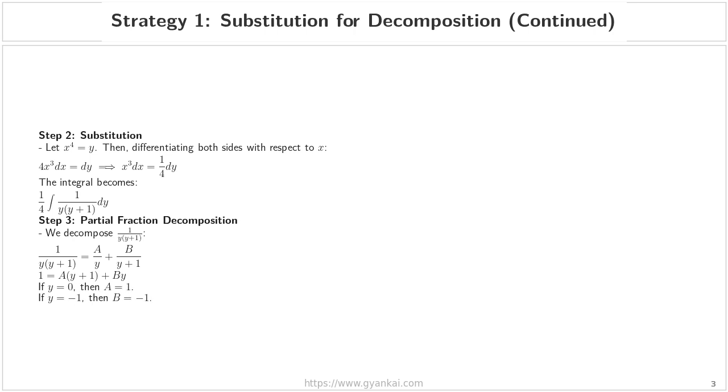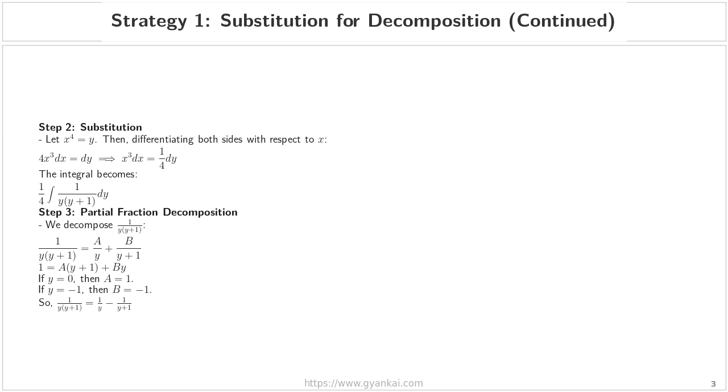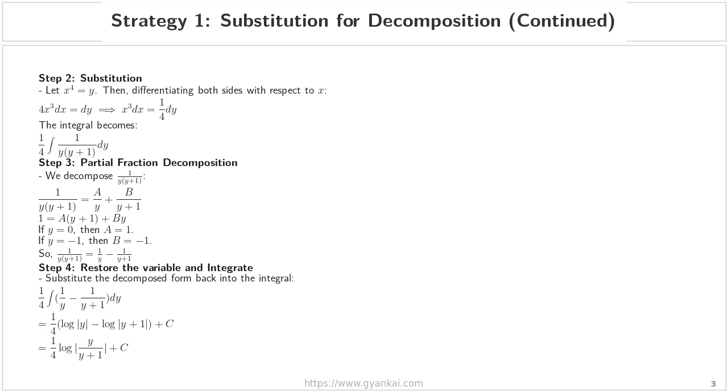Now, we solve for A and B by strategically choosing values for y. If we let y equal 0, the equation becomes 1 equals A times 0 plus 1, which simplifies to A equals 1. Next, let's let y equal -1. The equation becomes 1 equals A times -1 plus 1 plus B times -1. Since A is 1, this simplifies to 1 equals -1 plus 1 minus B, which means B equals -1. Therefore, our partial fraction decomposition is 1 over y times y plus 1 equals 1 over y minus 1 over y plus 1.